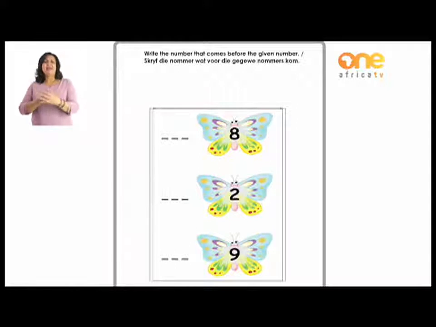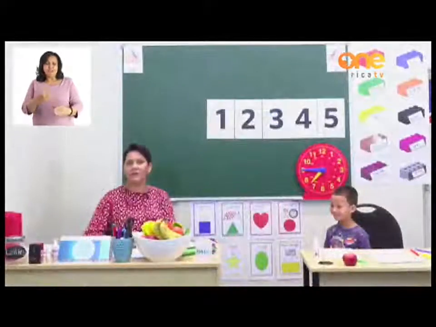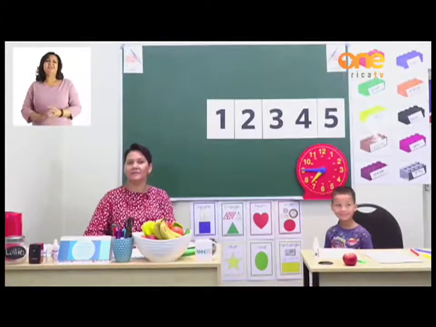Now, if you move to page 30, you'll see on page 30, look at the butterfly, number 8. This one is quite a big challenge for you. You may count, you may use counters, and you can place them in front of you in one straight line. Now, as you count, see what number comes before 8. Well, I'm not going to help you to fill in that one. You are going to do that one all on your own. I hope you enjoy the lessons on your numbers.